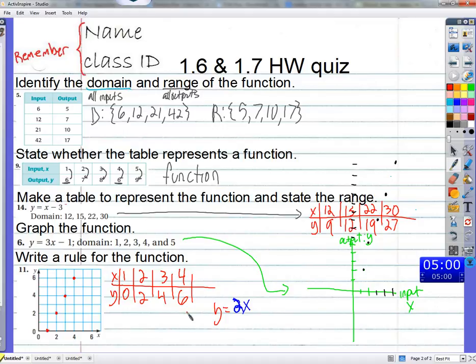Right. Is there something we could do to x before we multiply it by 2? x minus 1 times 2. Let's see. I'll just keep using that. Right? Instead of multiplying 2 by x, we can multiply it by x minus 1. Subtract 1 from x first, and then multiply it by 2.